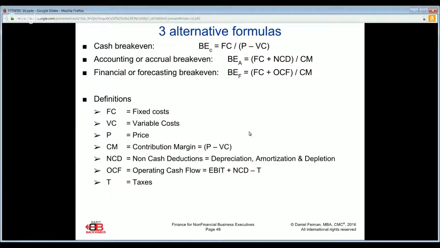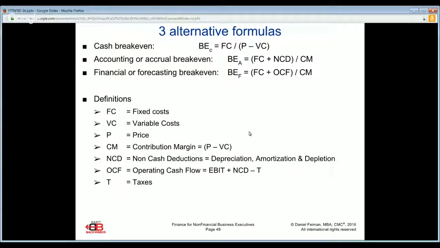Now, break-even is really calculated at 3 different levels. The most common way to look at it is the cash basis. That's our first formula here. Break-even on a cash basis is calculated as our fixed cost divided by price minus variable cost. So how much do we sell a unit for, and what are the variable or direct costs to create that? Well, if you look at the definitions in the bottom half of the slide, price minus variable cost is also called our contribution margin, or CM.